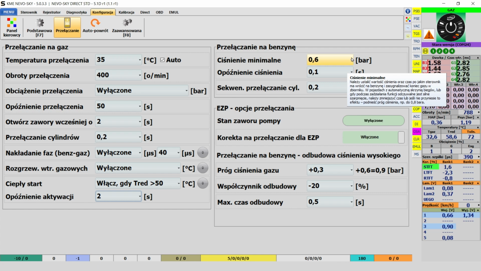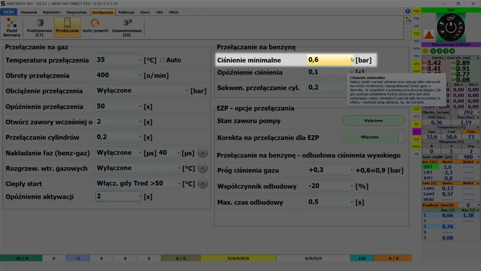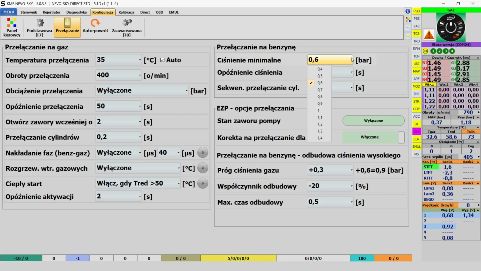For the direct system, you will find additional switching options for EZP, about which you can learn more in the software manual. Remember, by hovering over individual options, you will find additional descriptions in the so-called cloud.